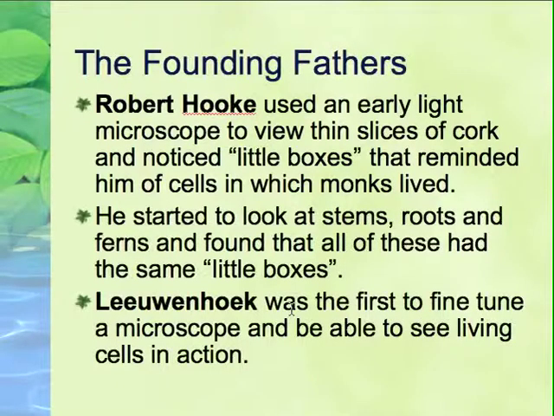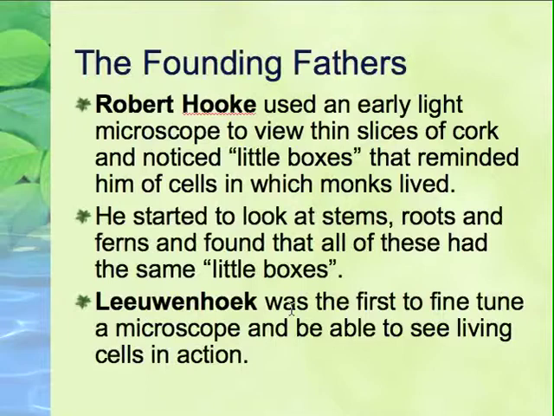Robert Hooke used a very, very rudimentary early light microscope, and what he noticed when looking at plant cells, particularly dead plant cells in cork, was that all these cells were made up of these little boxes that reminded him of the cells in which monks lived. Little repeated boxes. And as he looked in the stems and the roots and looked at ferns and looked at all these plants, he noticed that those boxes were everywhere, and he coined the term cells.